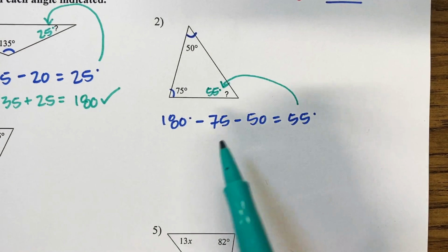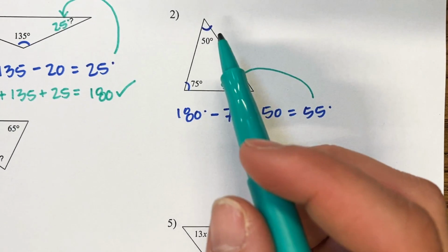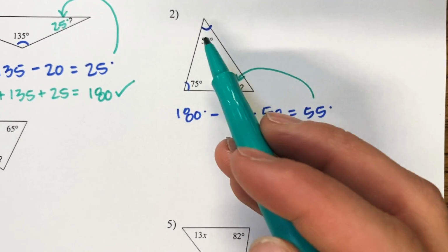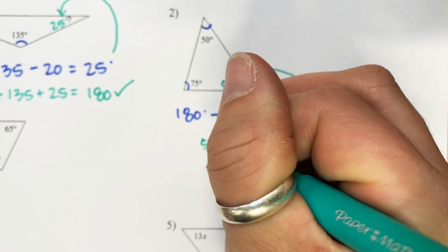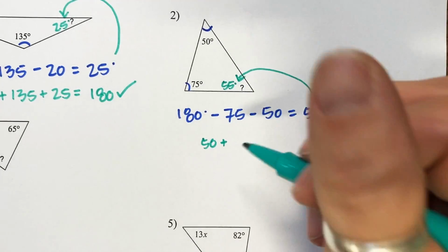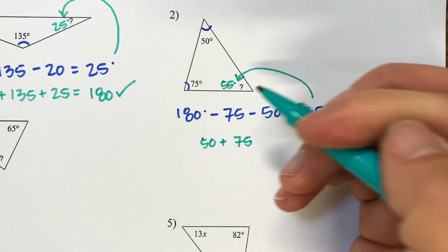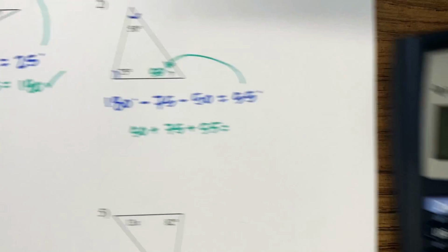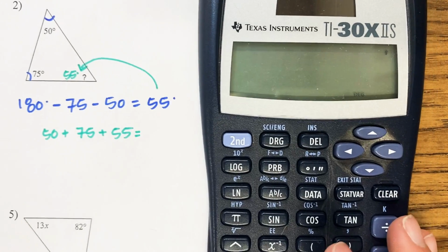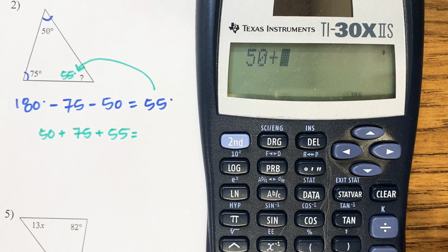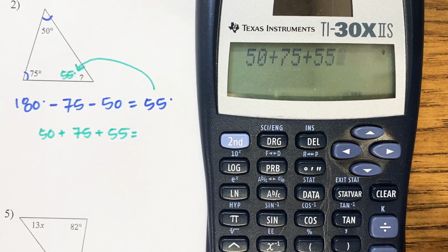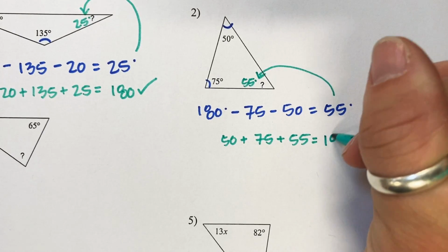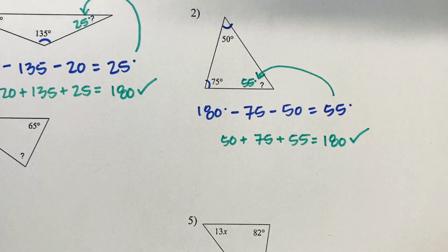So that third angle is that missing angle right there, 55 degrees. Well, let's go ahead and double check our work, just to be clear. We know that all 3 of these angles have to add to equal 180. So first, let's take 50 plus 75, so the 2 angles it gives us. And now let's add the 55 that we found. Does it equal 180? Let's check in our calculator. 50 plus 75 plus 55 equals 180. So we know we are good.